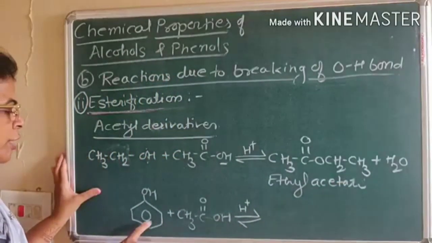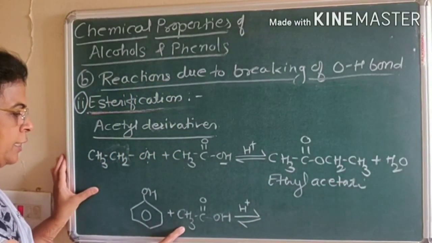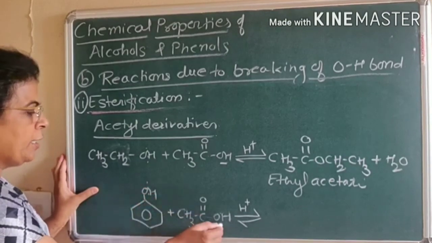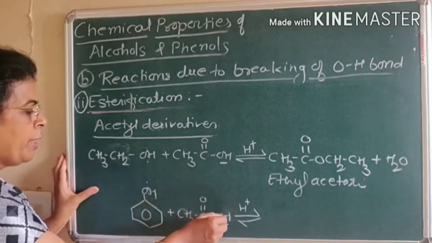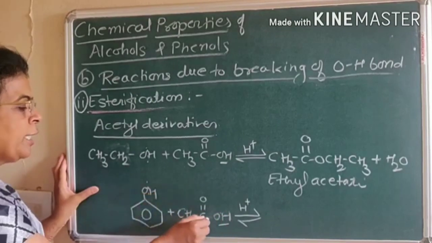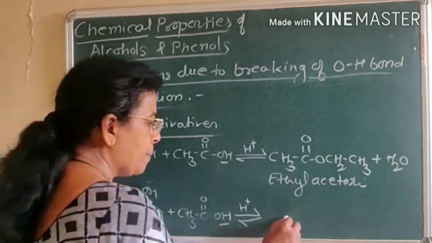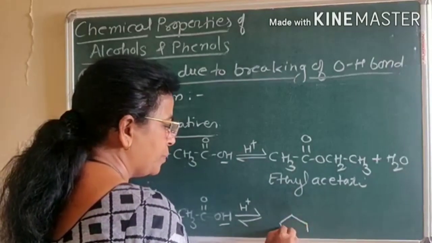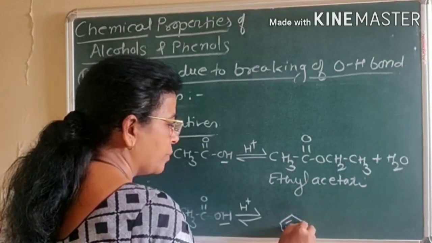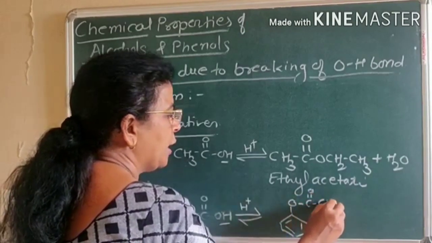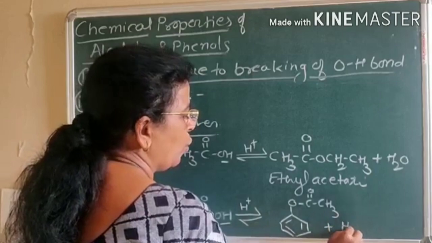Now this phenol, when it is treated with acetic acid, the OH bond breaks, and the OH group is removed to form H2O, and this phenoxide ion gets attached to the CH3CO group. Then we get O C double bond O CH3 plus H2O.